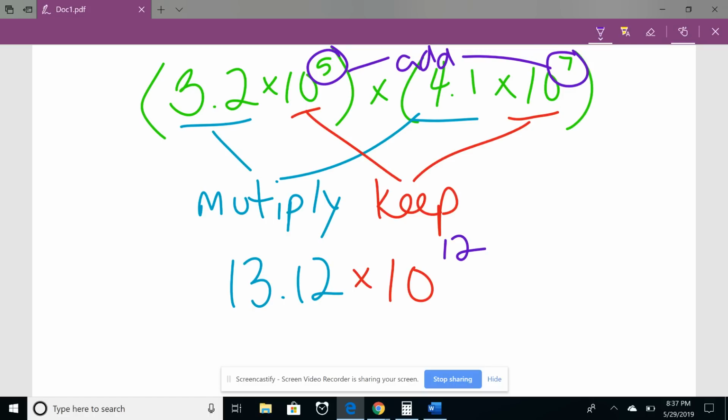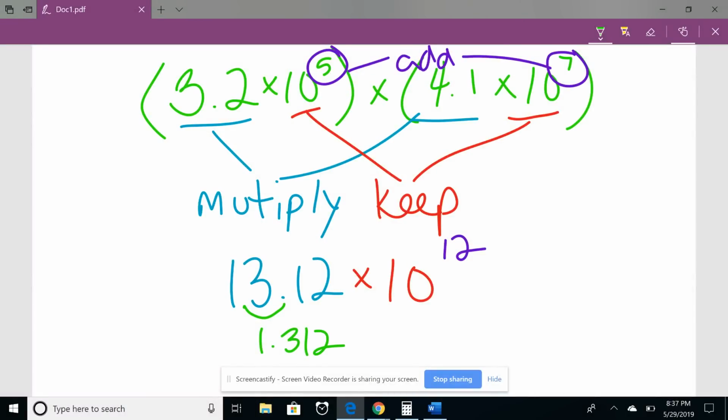So we performed the right operations here. But what we notice is that this is not in scientific notation. Remember, we want only one digit before the decimal, not two digits. In this case, it has two digits before the decimal. We want one digit. So we have to move our decimal point over one spot to get 1.312.